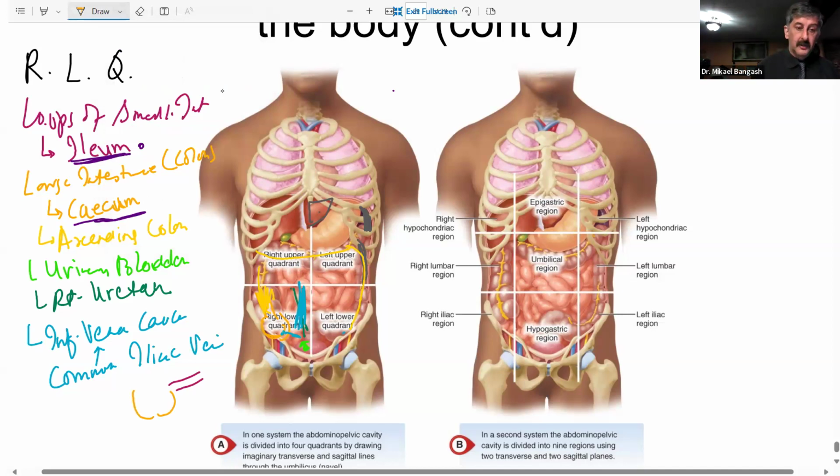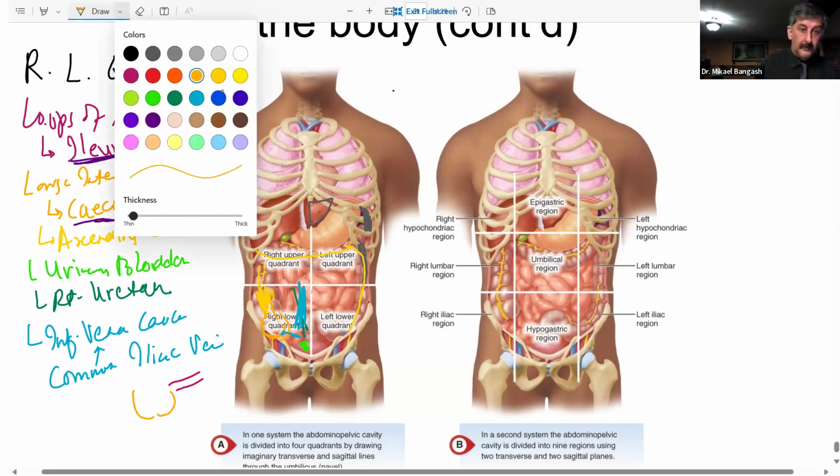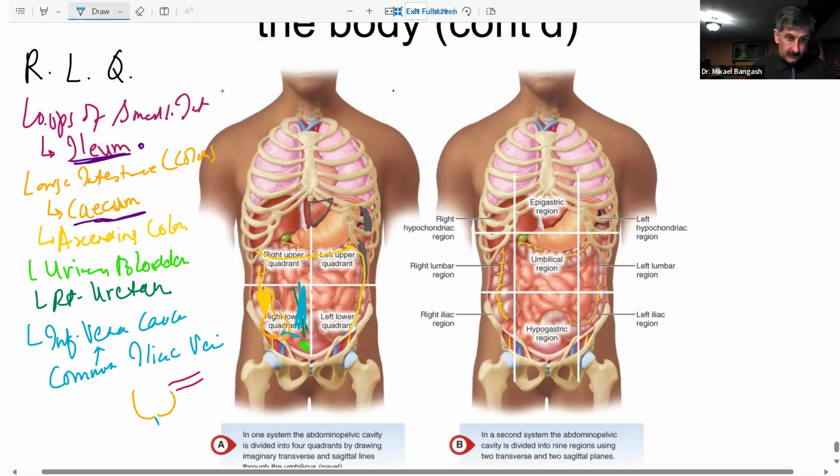This here is your cecum. And it's attached to the center of the cecum here. It's going to be a worm-like structure like this. So it mainly lies over here. And that is going to be your appendix.